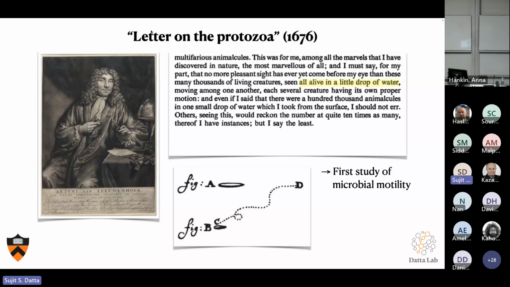He even drew a schematic of this. These were bacteria. And so not only was this the initial discovery of bacteria, but ever since their initial discovery, the ability of many bacteria to self-propel, to swim through fluids, has been one of their key characteristics.